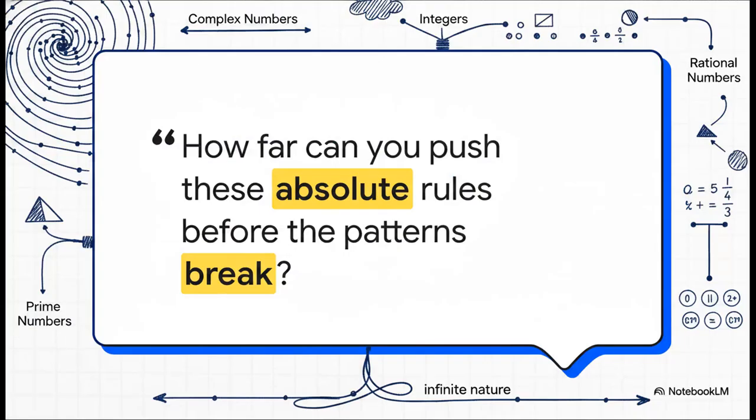All right, class is dismissed. But before you go, I want to leave you with this final, kind of mind-bending question about the infinite nature of the math we just explored. We've traced the tree from complex numbers all the way down to primes, but with the number system stretching to literally infinity, how far down the branches can you push these absolute rules before the patterns break? Just a little something to chew on.